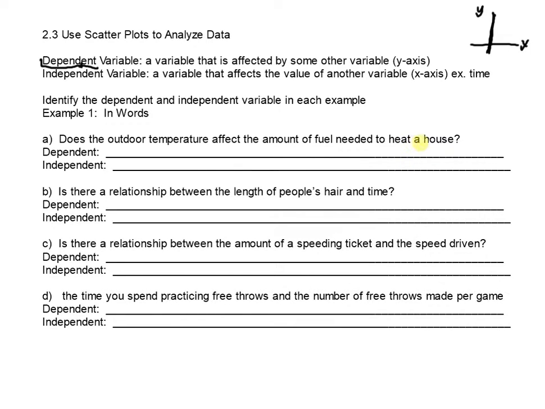And the independent variable is a variable that affects the value. So this one actually affects the value of another variable. For example, time. Time is always independent, and that goes along the x-axis. Also, when you have a table of values, you have x and y. X is always on the left, x is always independent, and y is always on the right, and that's always dependent.